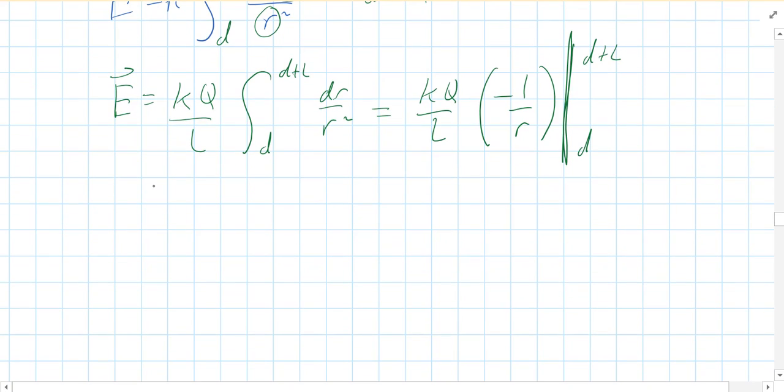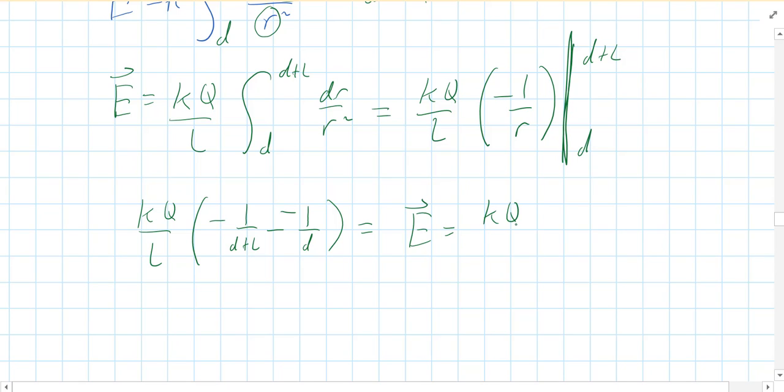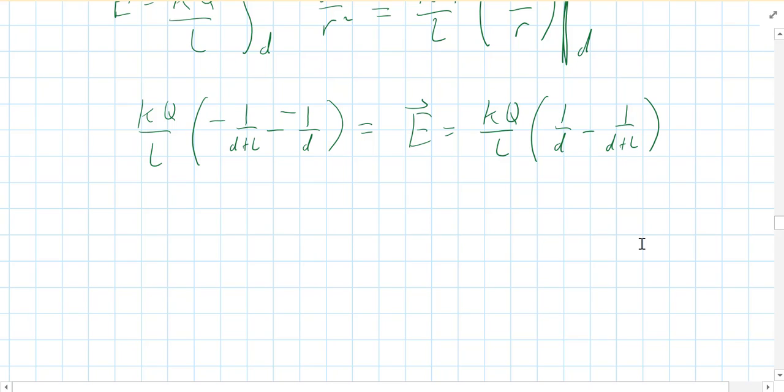Okay, and if you do that, now we're just doing a little substituting in there. You would get -1 over d plus L minus negative, sorry, 1 over d. If you tie this up a little bit, so this is our electric field, you get kQ over L times 1 over d minus 1 over d plus L. So that is our electric field. You can also write this in terms of lambda. Q over L is lambda, so you could write it this way. It kind of depends what they give you in the problem. So you can write it this way, and it's the same exact thing.